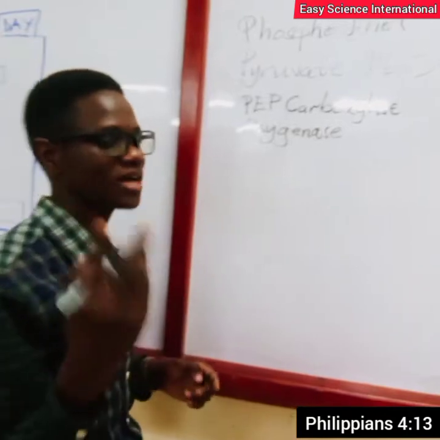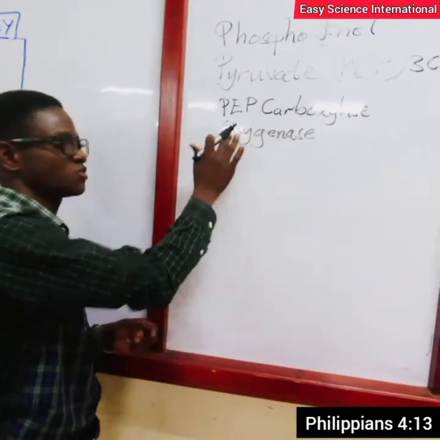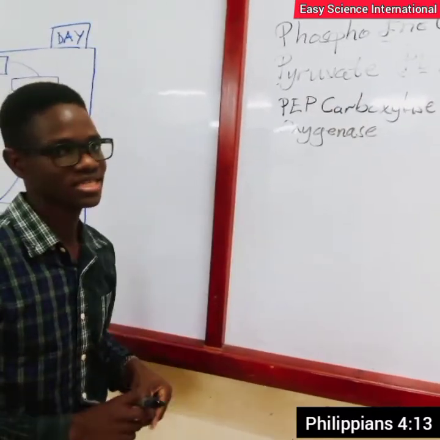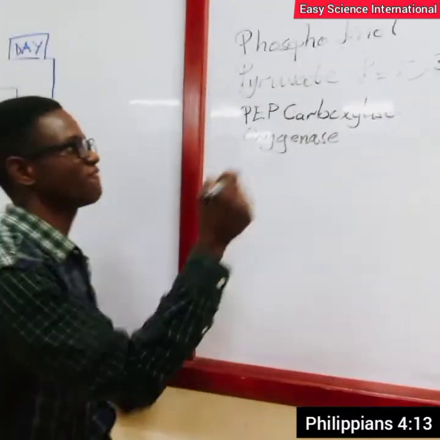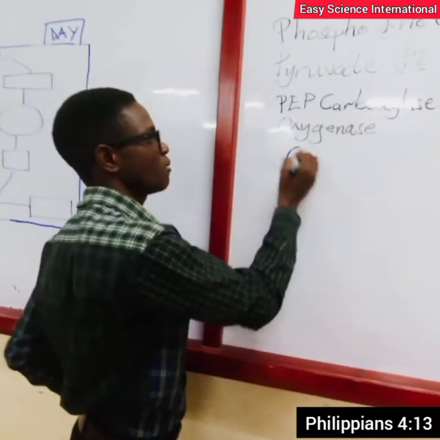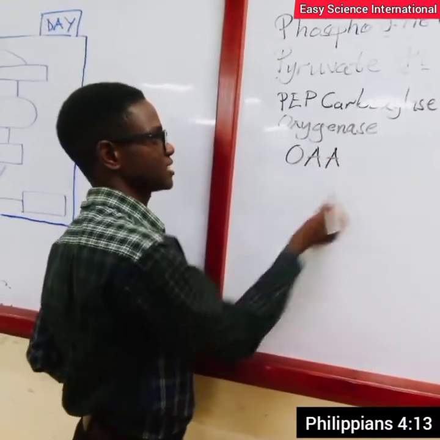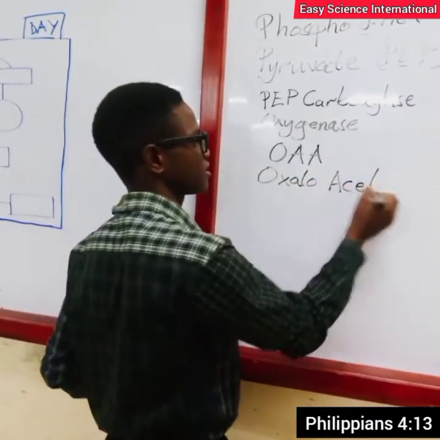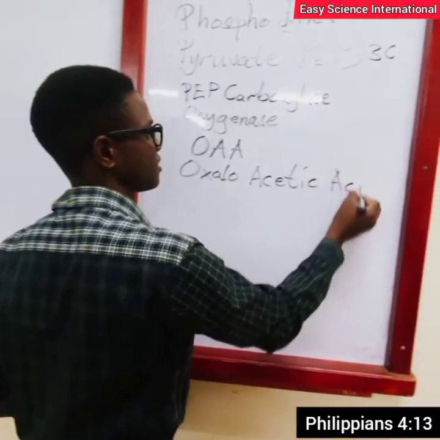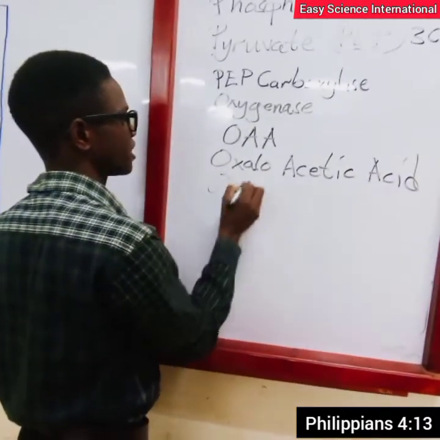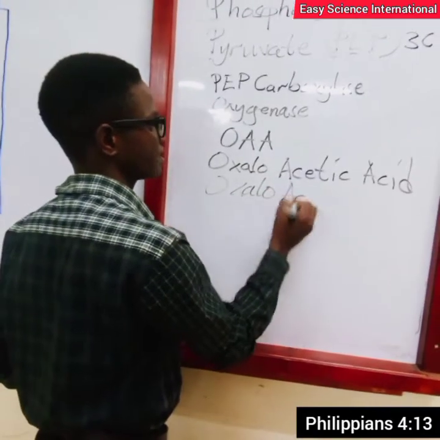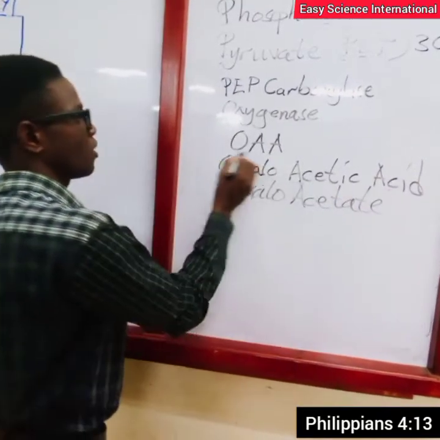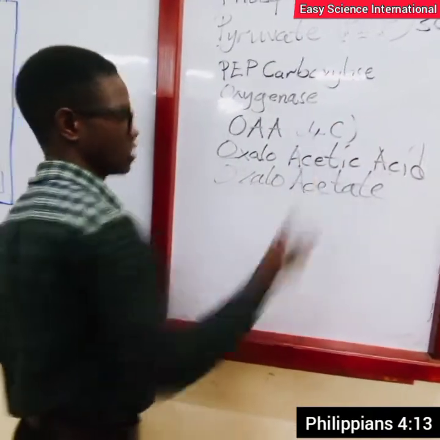This enzyme has two active sites. It can accept carbon dioxide as well as oxygen. However, it has a high affinity for carbon dioxide. Now, in this reaction, they form a 4-carbon compound known as oxaloacetic acid, OAA, or oxaloacetate. You don't want to write acid. Now, OAA, and this is a 4-carbon compound.